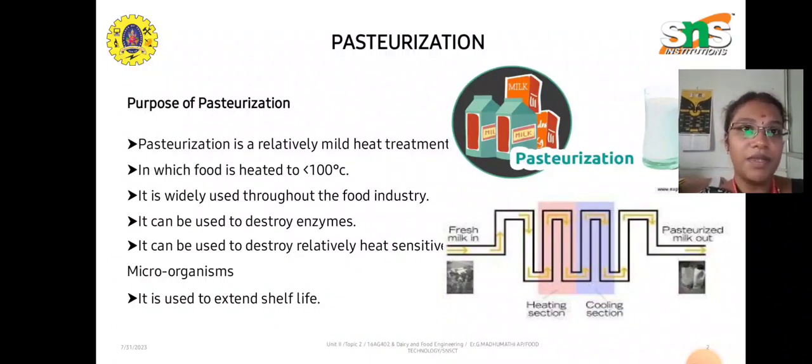The main purpose of pasteurization is a mild heat treatment, as we call it. The enzymes present in the food material get destroyed, and heat sensitive materials and other microorganisms also get destroyed. The food is heated to less than 100 degrees Celsius, and this is widely used in the milk industry, mainly to extend the shelf life of the product.